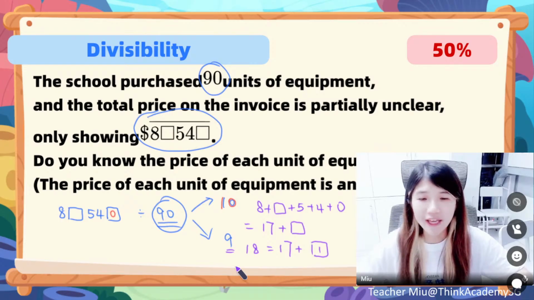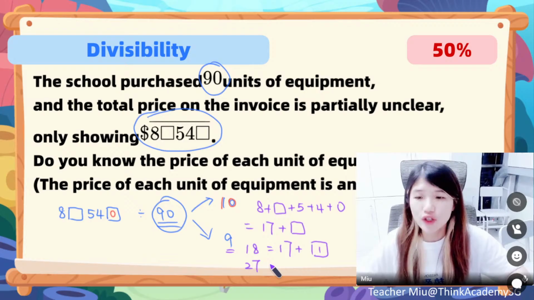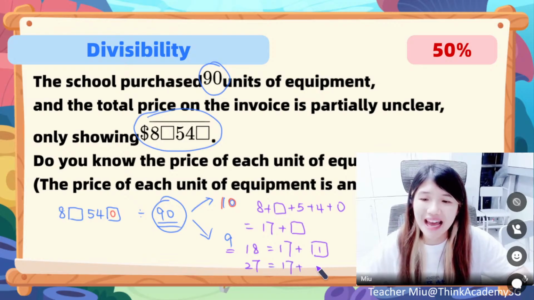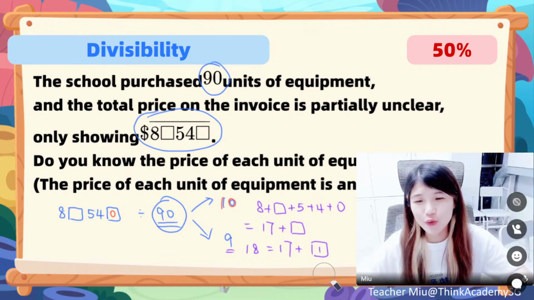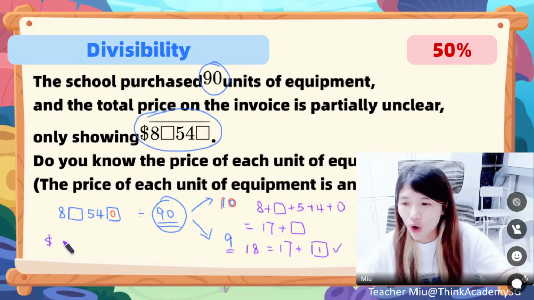We can continue trying, which is 27, also divisible by 9. So 27 is 17 plus 10. Can I put 10 in the square? Cannot, right? So that's when there is only one answer, which you will go to the course 81540.